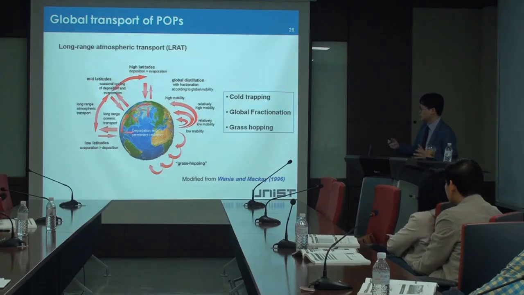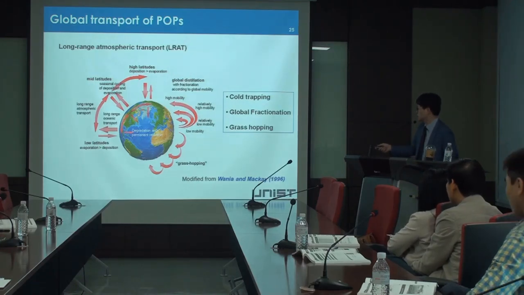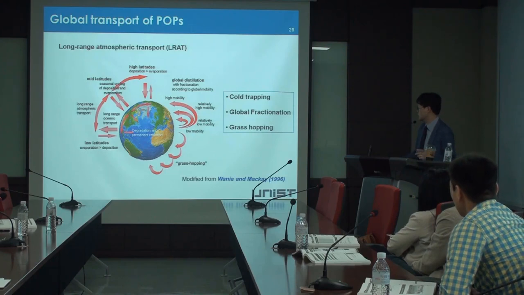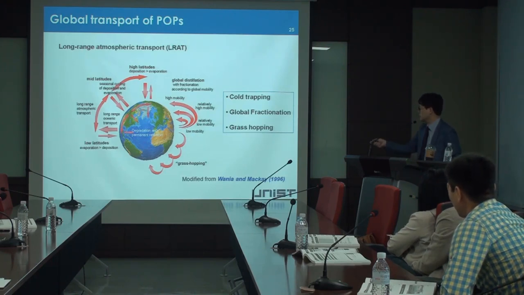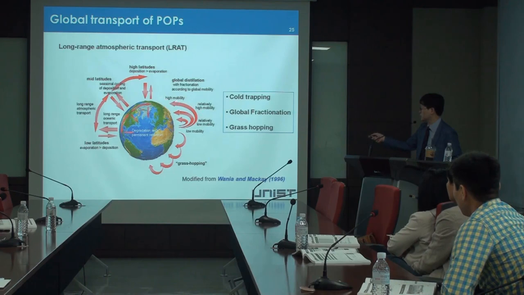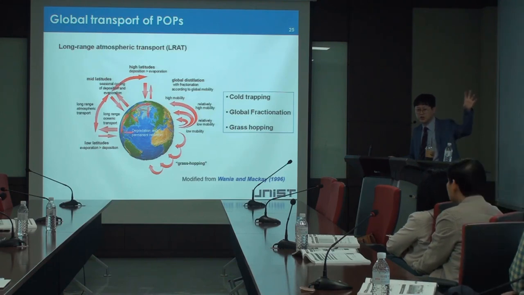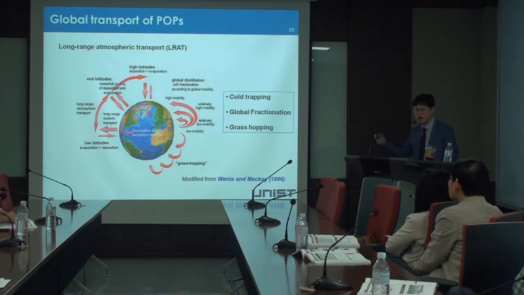Also, global transport is an important concept. There are three major processes. The first one is cold trapping. When the POPs go to the high altitude and latitude regions, the temperature drops. It means condensation from the atmospheric gas phase into the particulate phase or surface environments. This is why we can measure POPs in the snow, icebergs, or snow caps in the Arctic and Antarctic.